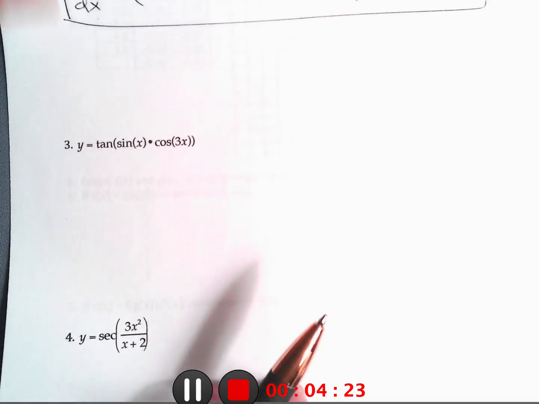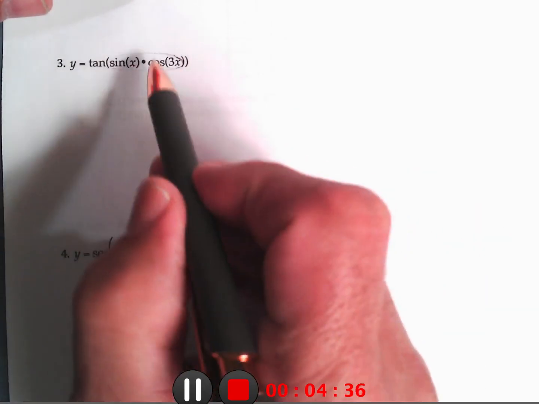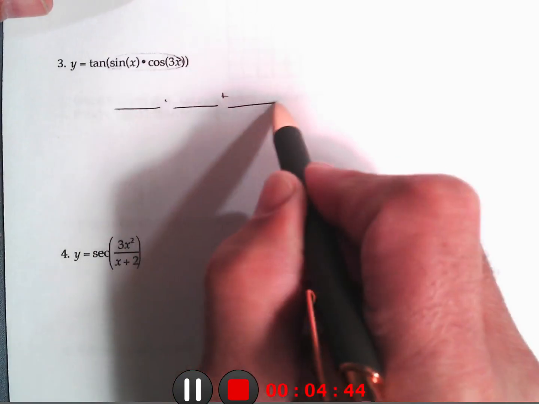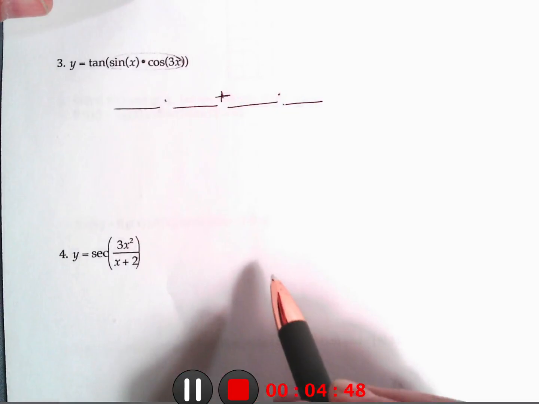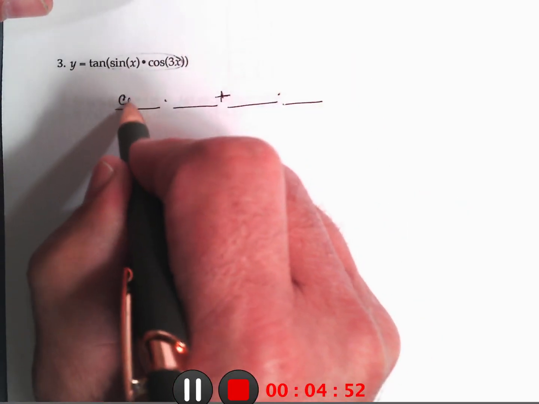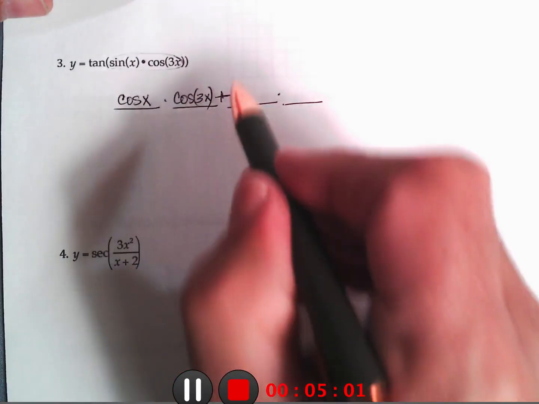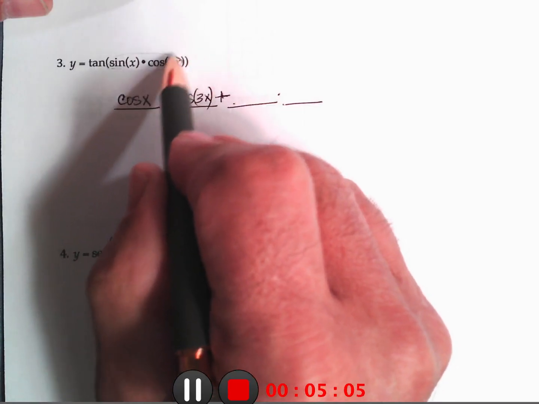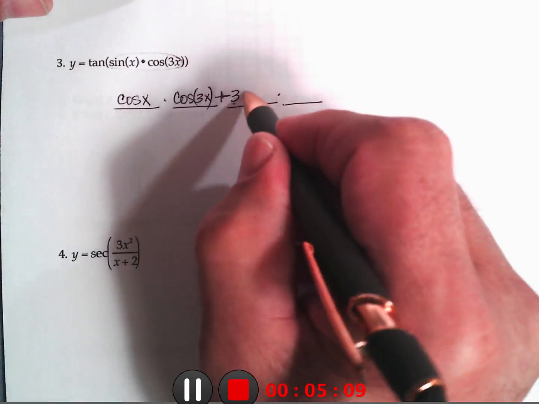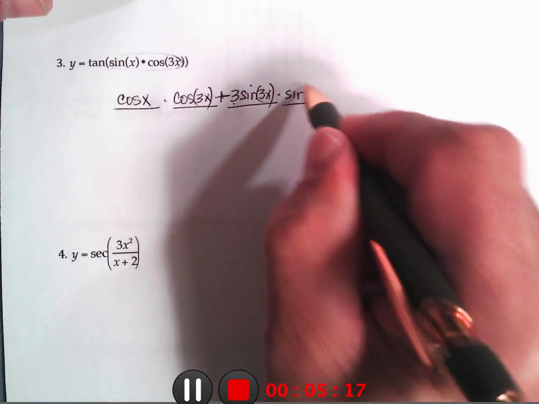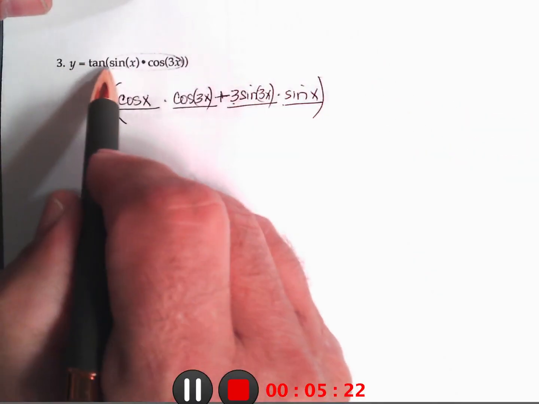Okay, this one. All right, so we have the tangent function, and inside that we have a product. So when we go to do the derivative of the inside, we're going to have to do a product rule. So it's derivative of the first times the second plus the derivative of the second, and inside that we've got 3x, so the derivative of the inside is 3 times the derivative of cosine is negative sine 3x times the first. So all of that is the derivative of what's inside the tangent.